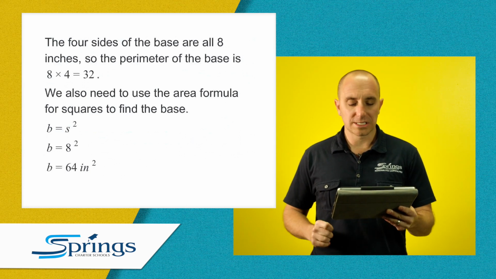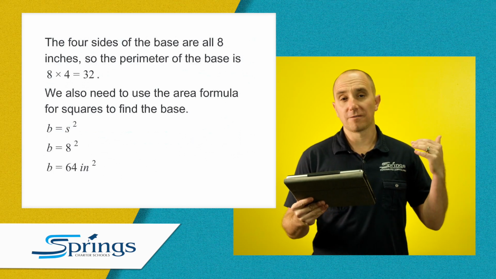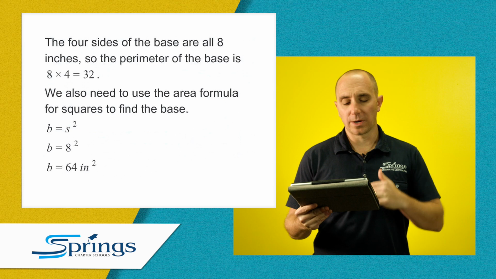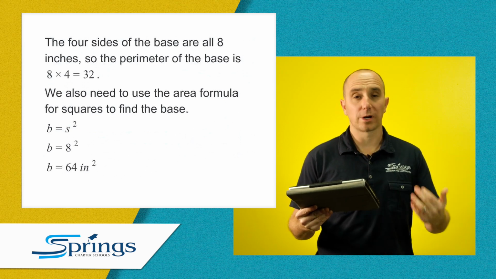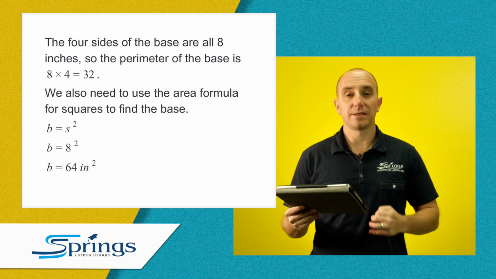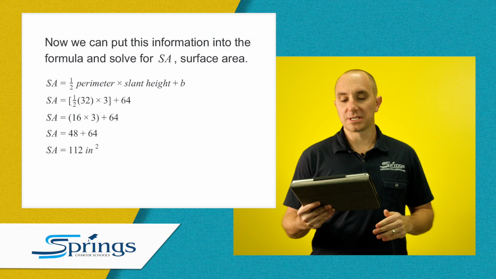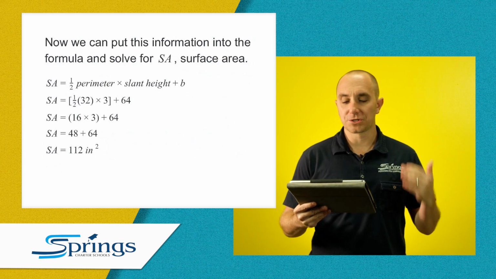We also need to use the same area formula for squares to find the base. So then we have base equals side squared. The side was 8, and if you square it, you get 64. So far we have the perimeter, which is 32, and the area, which is 64 inches squared. All right, now we can put this information into the formula and solve for surface area.